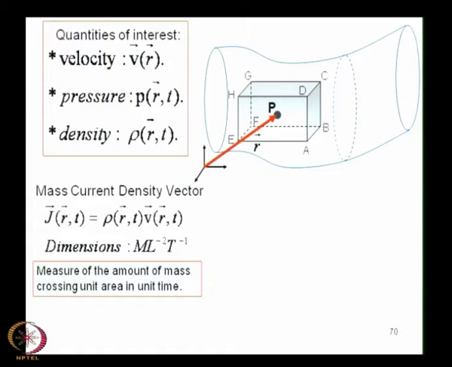Then I construct, as we did in our last class, the mass current density vector, which is the product of the density of the fluid and the velocity of the fluid. We figured in our last class that this must have the dimensions of ML^-2 T^-1. It is mass per unit area per unit time. So, this is the mass current density vector.